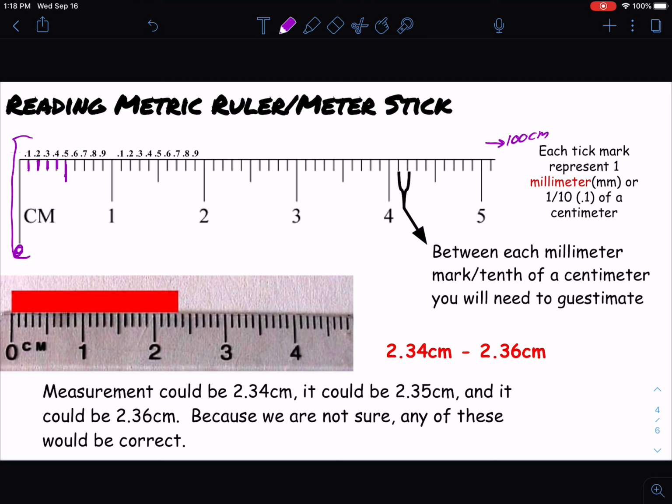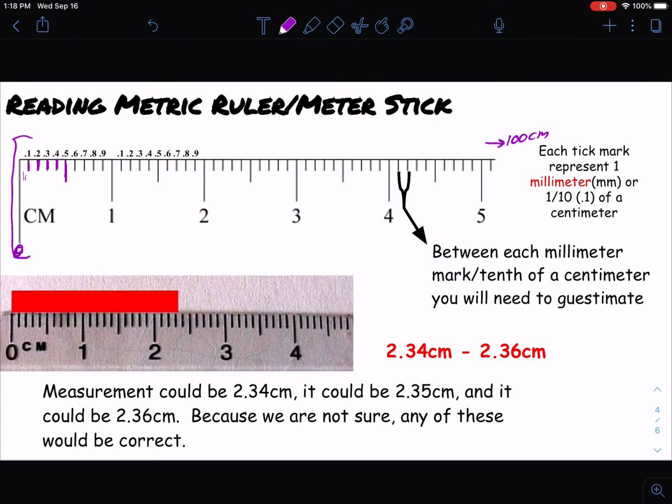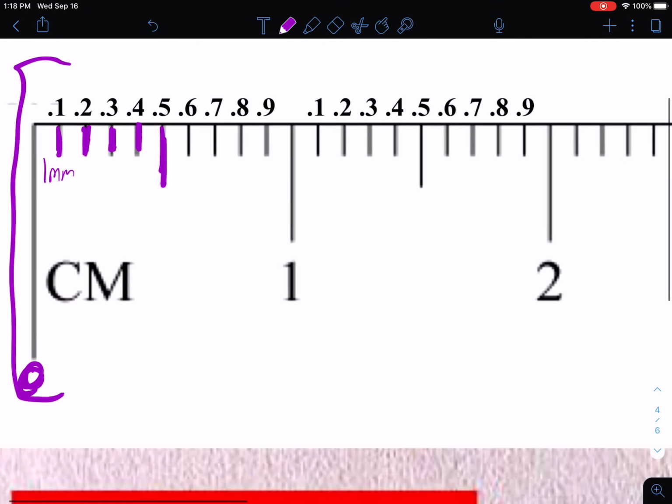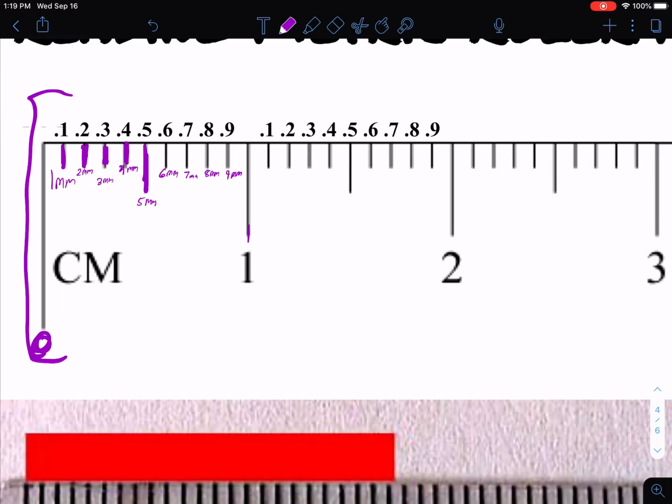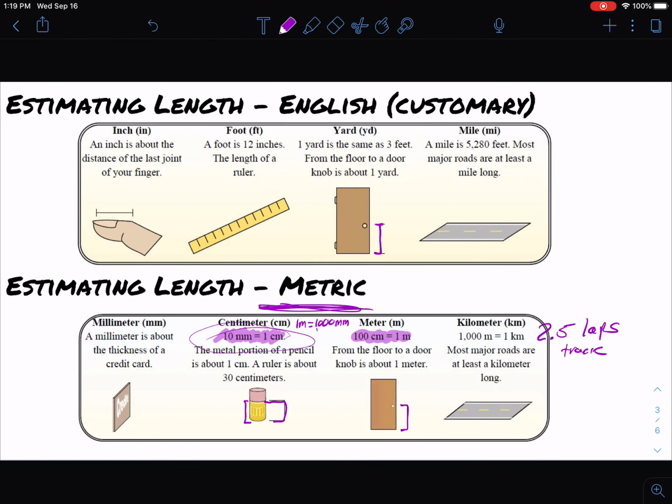it represents, and I'm going to change this up here, 1 millimeter. I'm going to zoom in. So that's 1 millimeter. That's 2 millimeter. That's 3 millimeter. 4 millimeter. 5 millimeter. 6 millimeter. 7 millimeter. 8 millimeter. 9 millimeter. And your 10th millimeter would be right here, but that's just now 1 centimeter. 10 millimeters equals 1 centimeter, as we saw back here on the previous slide.